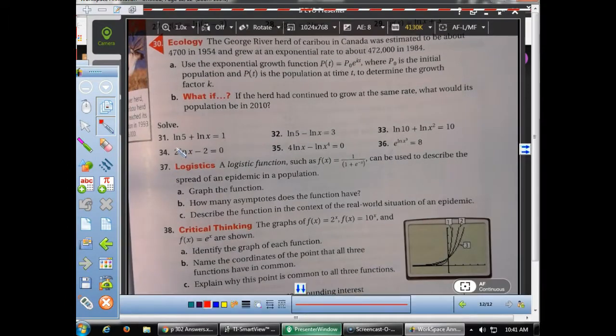Okay, so for 31, how am I going to condense this side? So ln of 5 times x is equal to 1. There's an understood e here, so e to the first is equal to 5x. So x is going to simply be e over 5.